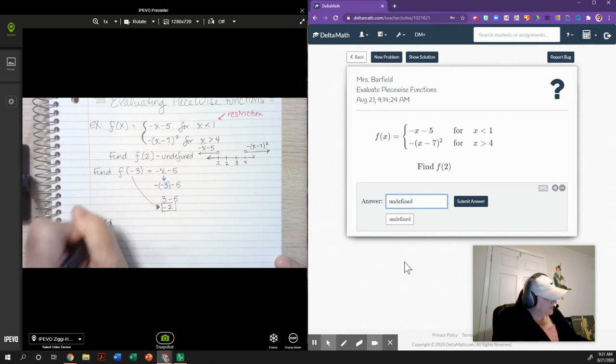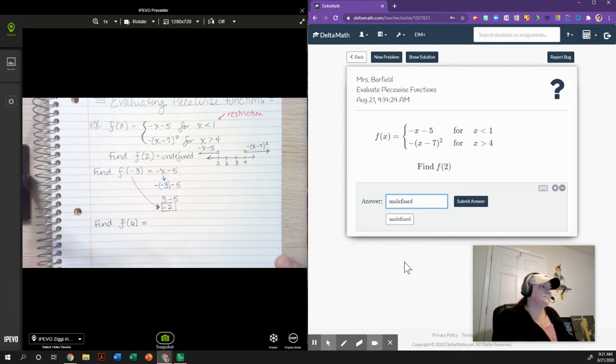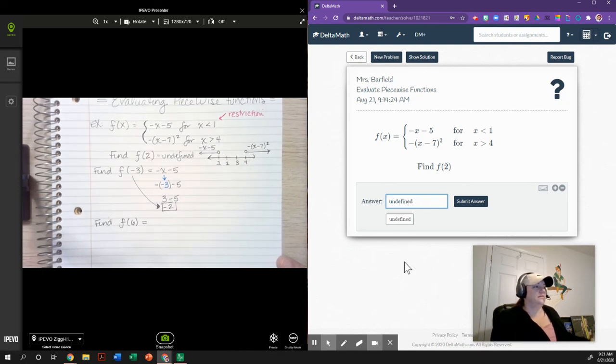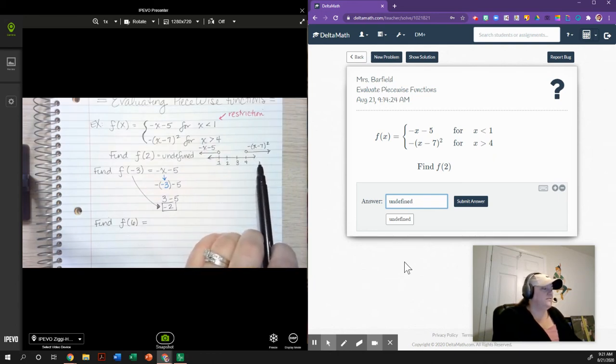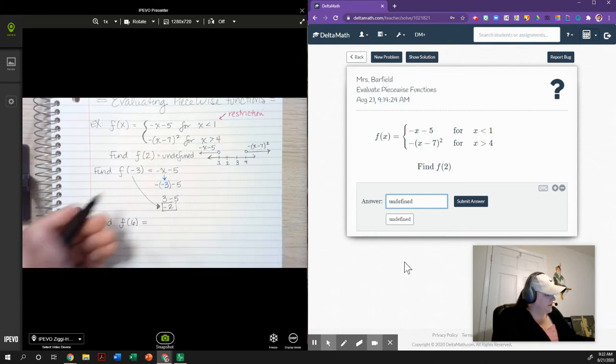All right, so let's try a different value. So if I were to say find f of 6. I would look here on my number line, and you wouldn't have to draw this if you could just imagine it in your head. They want to know what happens when x equals 6. Well, 6 is over here on the number line, so that means I'm going to plug it into this equation right here.